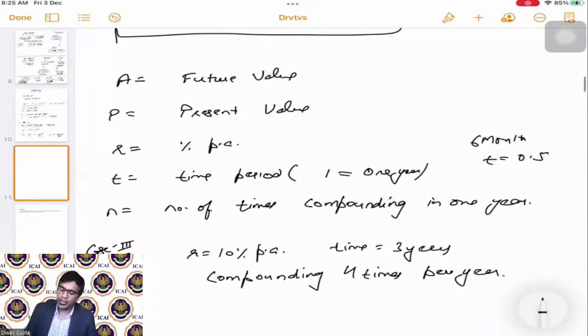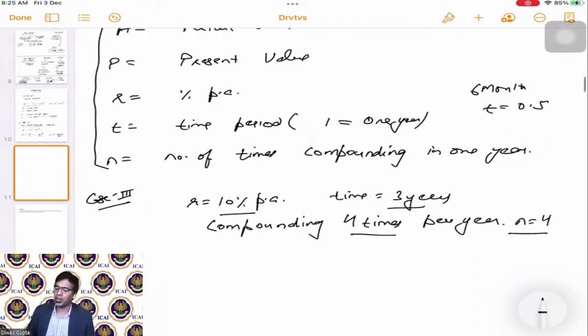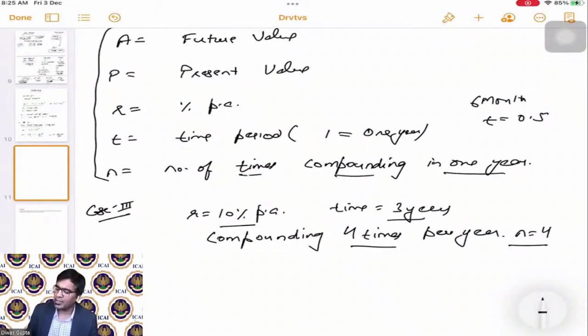Only refer to this, what I have told you till now. T is equal to time period, R is equal to percentage per annum, N is equal to number of times compounding in a year. Now, R is also given, T is also given. Since in T, 1 is 1 year, 3 years will be 3, correct? And compounding is happening 4 times per year. That means every 3 months, the compounding will happen. So that means N is equal to 4. Because what is N? Number of times the compounding in 1 year.